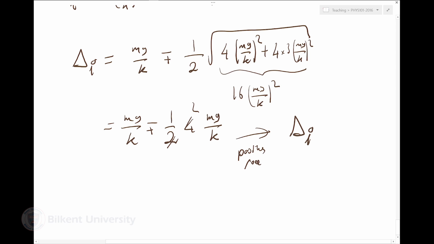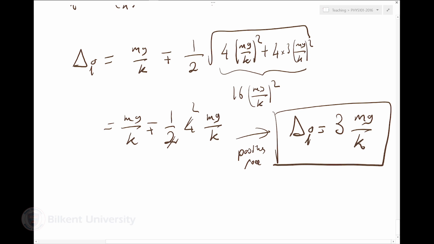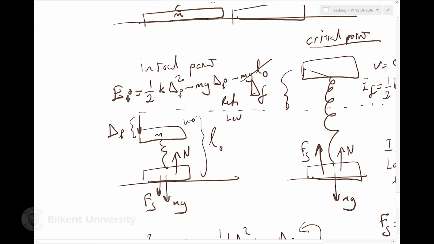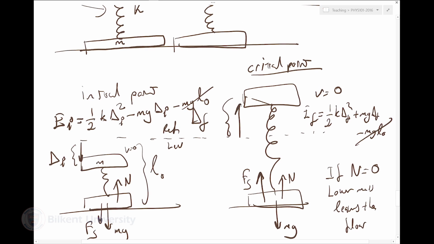My initial compression must be exactly 3 mg over k. Yes. Why is delta I positive? I mean, if delta I is positive, delta F should be negative. No, delta I is defined as compression. That's why it should be positive. Okay, right. In that case, shouldn't delta F be negative? No, delta F, the way I wrote things, is defined as positive, right?